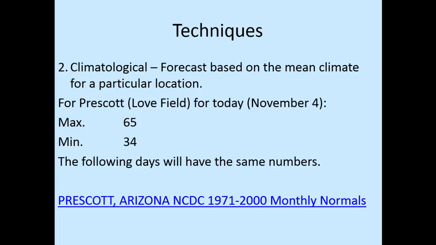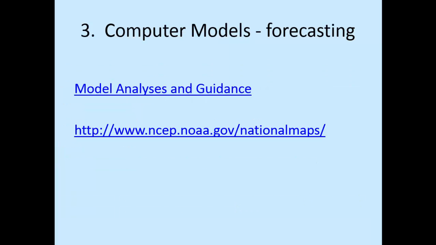Okay, climatological. Like I say, you simply base it on your 30-year average. And if you were taking November 4th, for example, the 30-year average at Prescott's Love Field is 65, minimum 34. We're just going to say the following days are going to have the same numbers. Okay, now obviously we can't do that all the time, but this is going to influence our forecast. Okay, all right, now let's take a look at computer models, how we really do it.